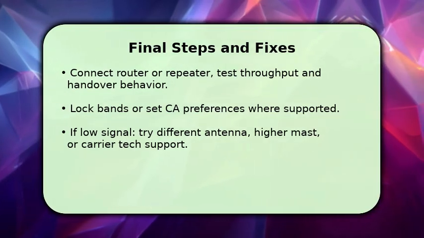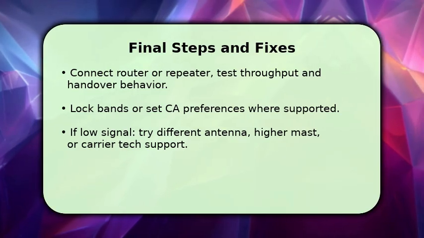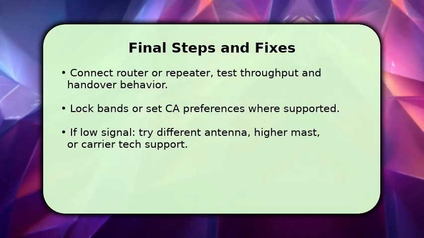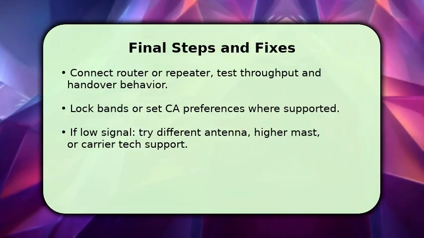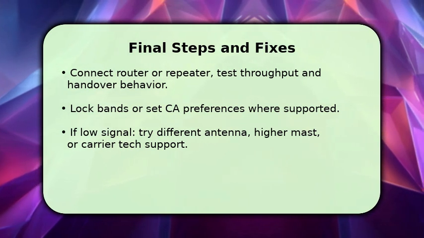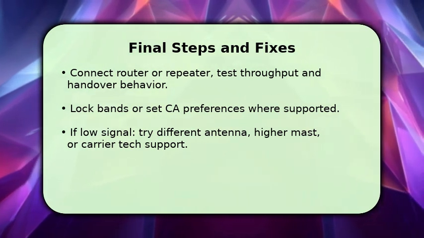If throughput is still poor, make a targeted change. Raise the mast, swap to a higher gain directional antenna, shorten cable runs, or contact carrier tech support with recorded PCI and RSRP values. That troubleshooting tip often results in improvement.